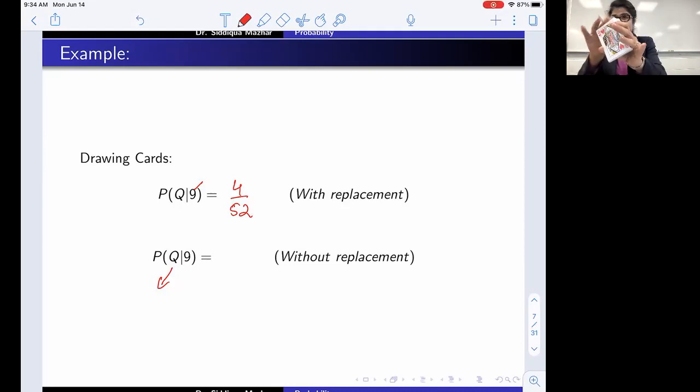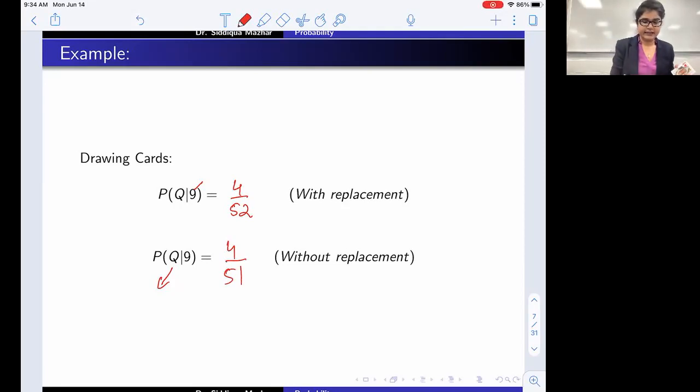Now I'm looking for the probability of finding a queen in this deck of cards. Because the queens are still there, and it was a 9 that I took out, the number of queens remains 4. So it is 4 out of 51, because that 9 is in my pocket, not back in the deck of cards. This is the experiment without replacement. This is how you find the probability of something given that something has already happened.